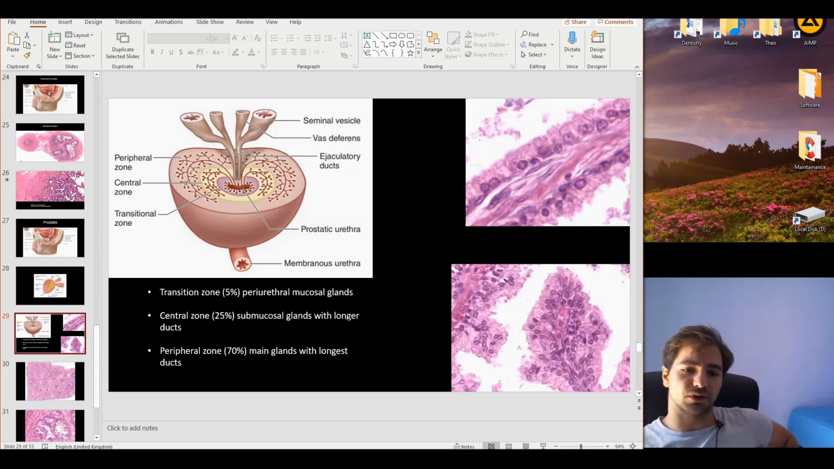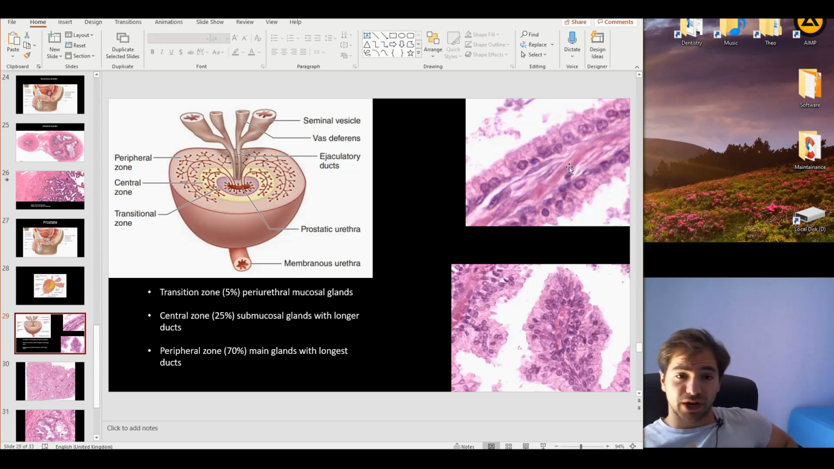It's not going to be the typical mucus that we know, for example, in the nose or the GIT tract. The next zone we're going to have is the central zone. We're going to find here the submucosal glands with a bit longer ducts. The point is, there's no major difference in the specific function of the different areas. And last, we're going to have the peripheral zone that has 70%. This is the longest amount of duct, and of course, this is the biggest area of the whole section.